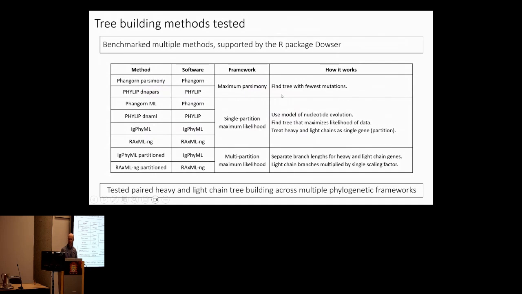The first is maximum parsimony, where we just find the tree with the fewest mutations. The second is single partition maximum likelihood, where we use a model of nucleotide evolution and find the tree that maximizes the likelihood of the data. Importantly, this treats heavy chains and light chains as the same gene. And then we have multi-partition maximum likelihood, which is very similar to single partition maximum likelihood, but it allows light chain genes to have separate branch lengths. And this can allow the light chains to evolve more slowly or more quickly, depending on the data.